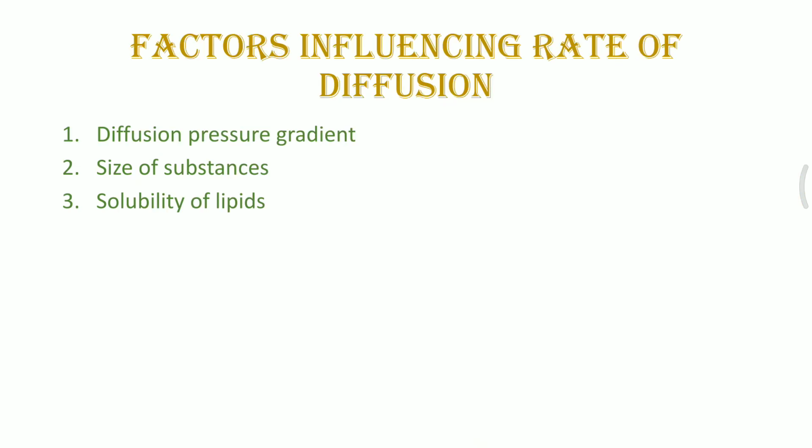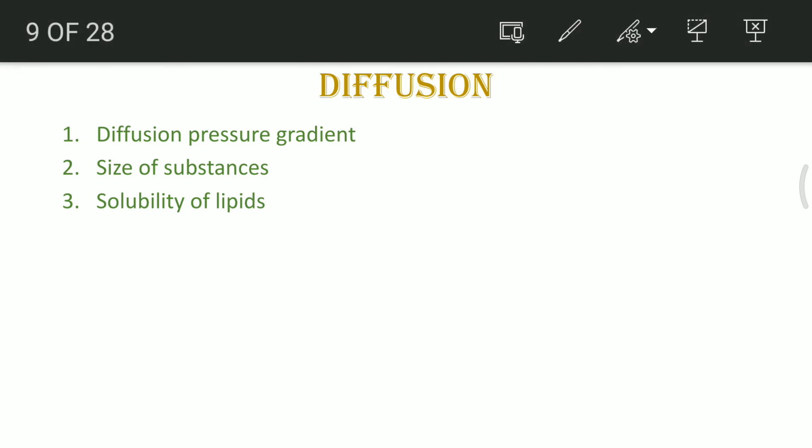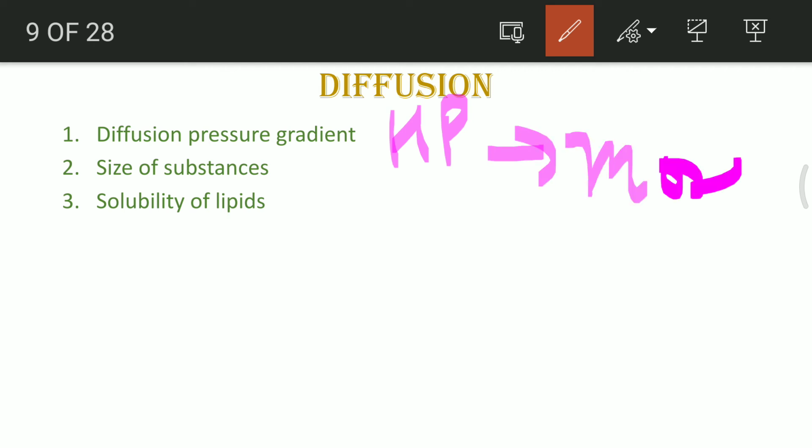Okay, there are various factors which also influence the process or the rate of diffusion. First is the diffusion pressure gradient, which is a very important thing. It means that a gradient must be present for diffusion to occur. It means the greater the diffusion pressure gradient, the more will be the rate of diffusion, and more rapidly the rate of diffusion will increase. More the pressure, higher is the rate of diffusion. Just in simple terms, high pressure is equivalent to more diffusion.